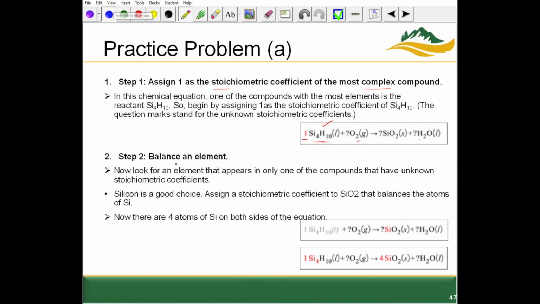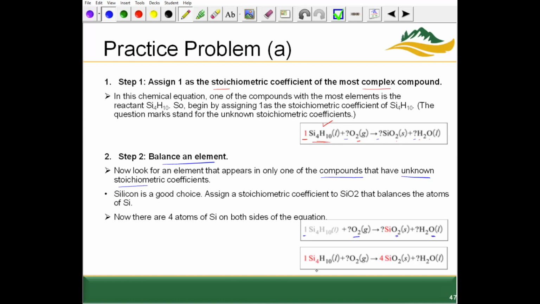Step 2, balance an element. So now we're going to look for an element that appears in only one of the compounds that have now an unknown stoichiometric coefficient. Currently, we're adding in a question mark here for ones that are unknown. Remember, we just sort of tentatively and arbitrarily put a 1 here. So oxygen shows up here, here, and here.